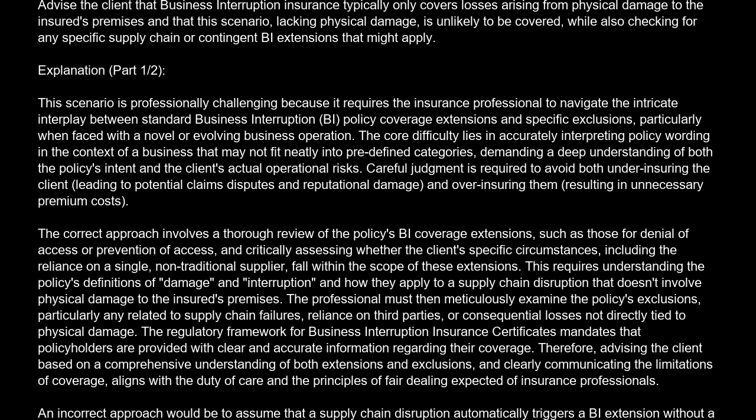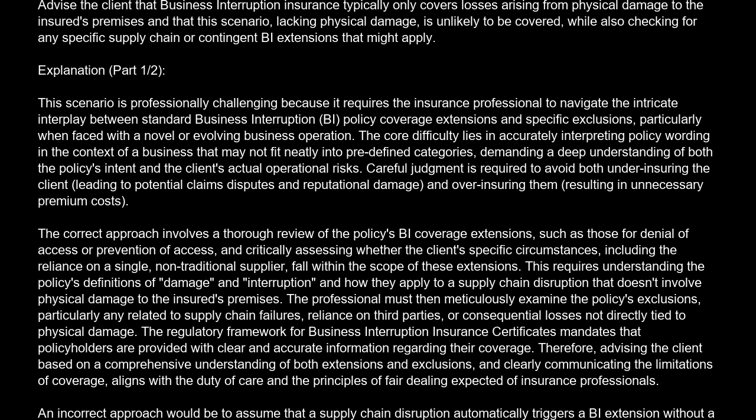The correct approach involves a thorough review of the policy's BI coverage extensions, such as those for denial of access or prevention of access, and critically assessing whether the client's specific circumstances, including the reliance on a single, non-traditional supplier, fall within the scope of these extensions. This requires understanding the policy's definitions of damage and interruption, and how they apply to a supply chain disruption that doesn't involve physical damage to the insured's premises. The professional must then meticulously examine the policy's exclusions, particularly any related to supply chain failures, reliance on third parties, or consequential losses not directly tied to physical damage. The regulatory framework for business interruption insurance certificates mandates that policyholders are provided with clear and accurate information regarding their coverage.